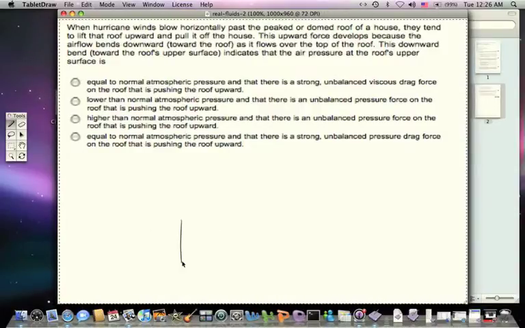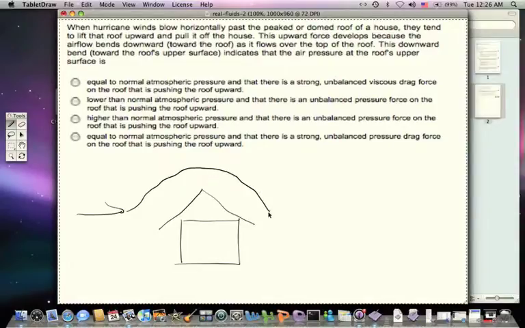And again, the idea with this is if you have a house with the roof on it, and imagine that you have a really strong wind. The idea is as it goes over the roof of the house, it has to basically follow the roof of the house.